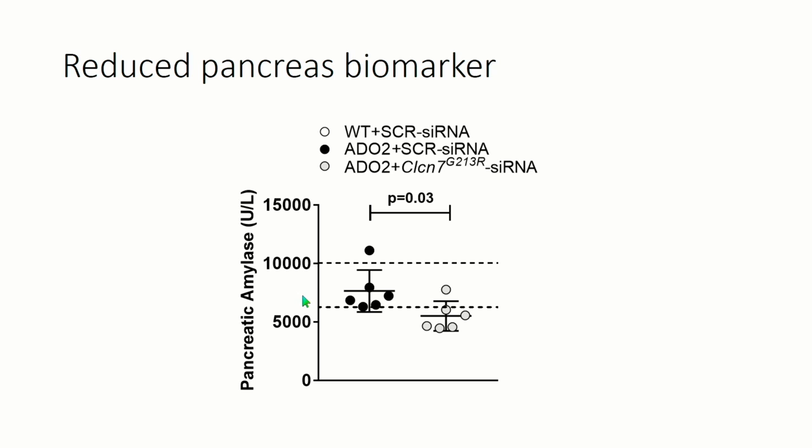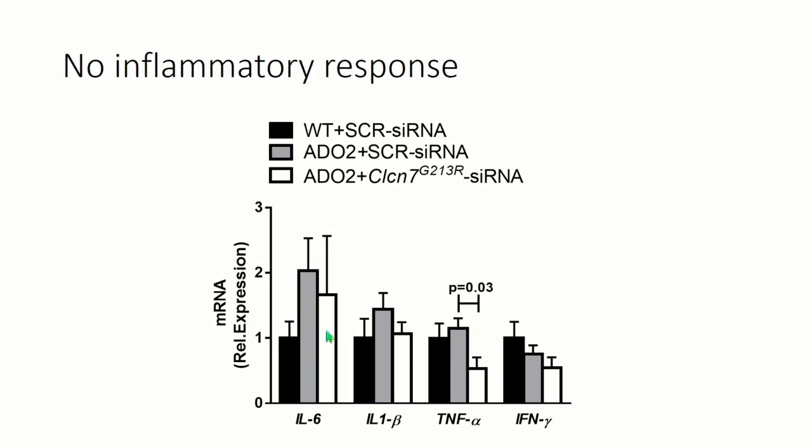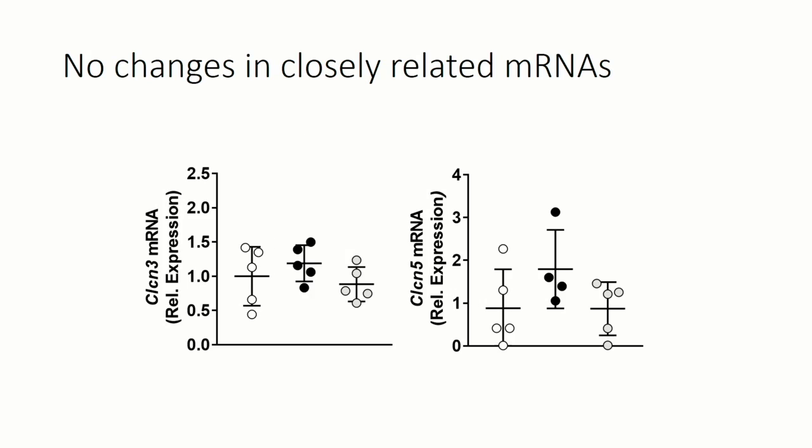of this change. And very interestingly, the creatine kinase, that is increased in several mice and also in humans, returned within the normal level, although the change is not significant due to the high variability, but in all mice it returned to normal levels. And we didn't find inflammatory response, which is one of the concerns for the siRNA therapy. You see interleukin 6, interleukin beta, TNF-alpha, and interferon gamma. We only found a reduction of TNF-alpha, not an increase. So the therapy is safe on this aspect.